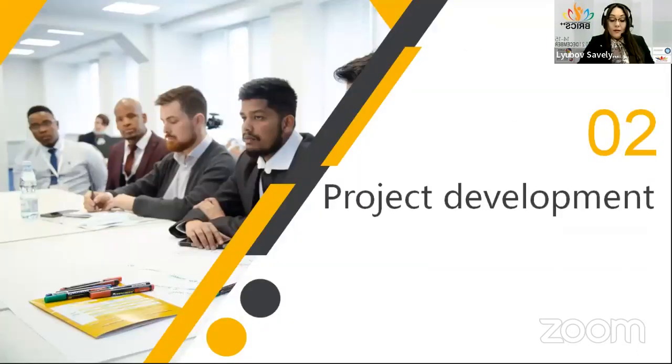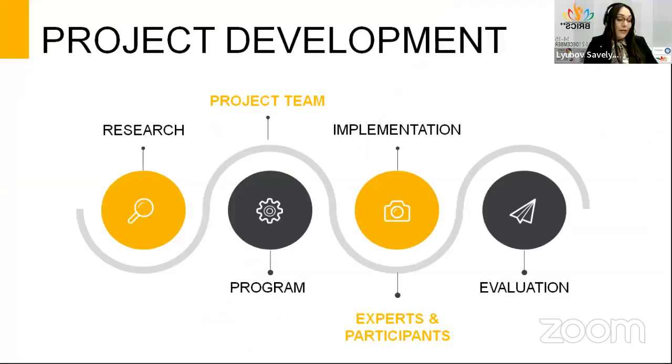And how to develop a project on intercultural dialogue and public diplomacy? Let's find out. First of all, you need to conduct a research. Secondly, find a project team you feel very comfortable working with. Then create a draft program, find experts and participants, implement your project, and finally, evaluate it. And let me clarify each of these steps.